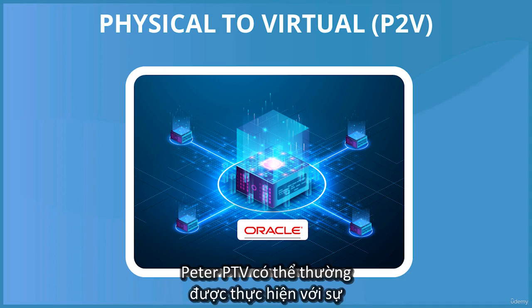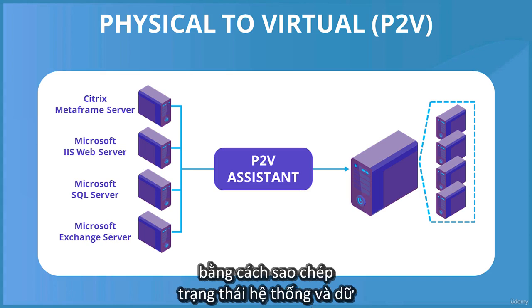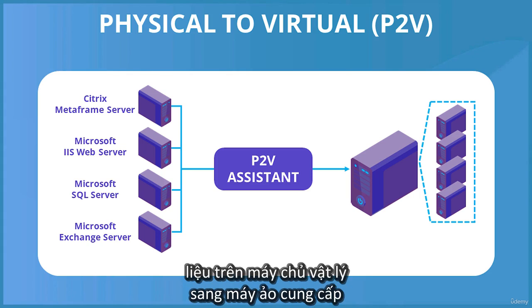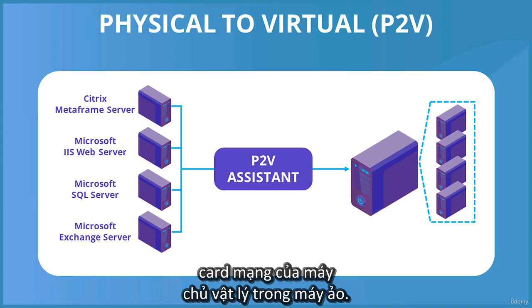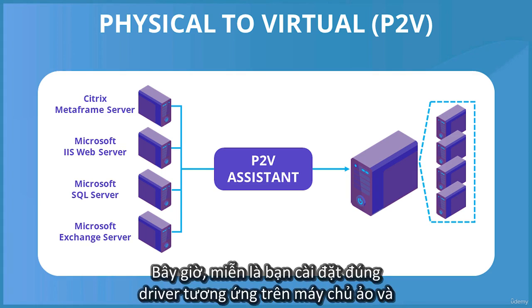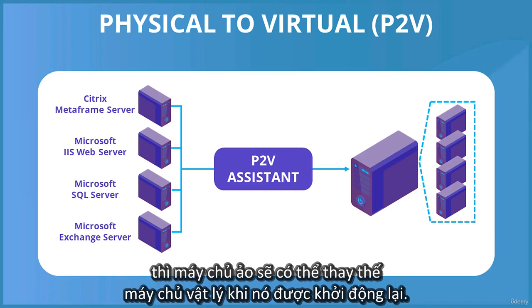P2V can often be realized with the help of specific tools and software by mirroring the system status and the data on the physical server to the virtual machine provided by VMM, and replacing the storage hardware and network hard driver of the physical server in the virtual machine. Now, as long as you correctly install the corresponding driver in the virtual server and configure the same address as the original physical server, such as your TCP/IP address, then the virtual server would be able to replace the physical server once it's rebooted.